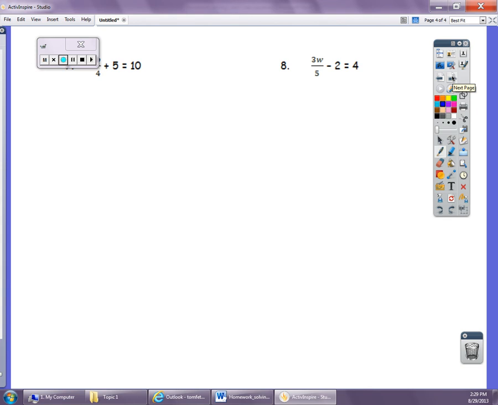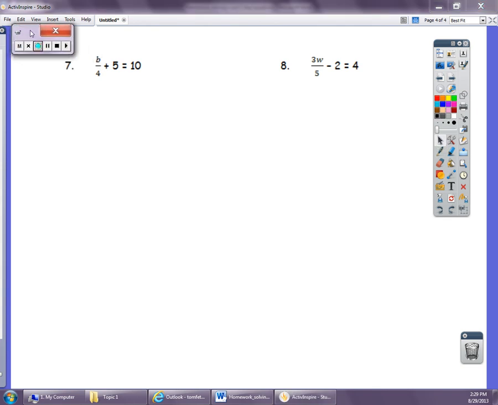Now when we look at number 7, so we have b divided by 4 plus 5 equals 10. So once again, we need to isolate the variable, so we want to isolate the b divided by 4. So we want to get rid of what's hanging off, so that's the plus 5. So we need to do the additive inverse, so we can do plus a negative 5. We just write down negative 5, so 5 minus 5 crosses off and gives us 0. 10 minus 5 is going to give me 5. So I can bring down my b divided by 4.